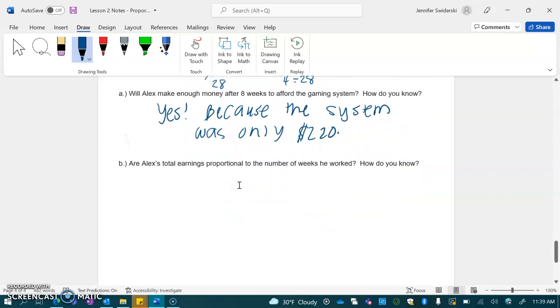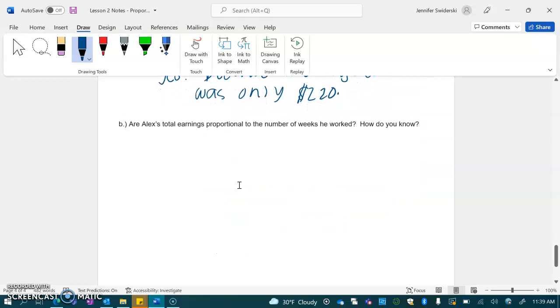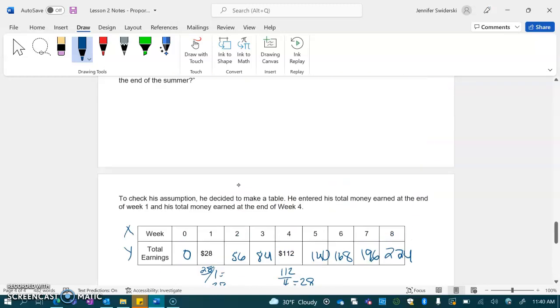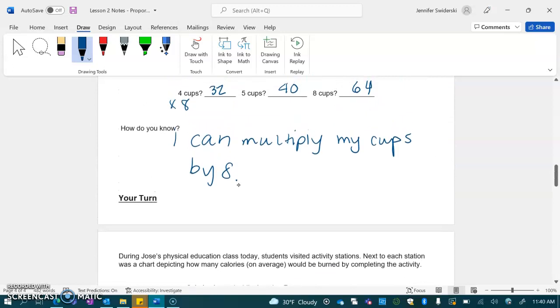So are Alex's total earnings proportional to the number of weeks he worked? How do you know? Well, yes. We took the number of weeks and multiplied it by 28 to give us his total earnings. We could also do y divided by x, and we would get 28 each time. All right. So lesson 2 and 3 build off this idea of proportional relationships in our y divided by our x.